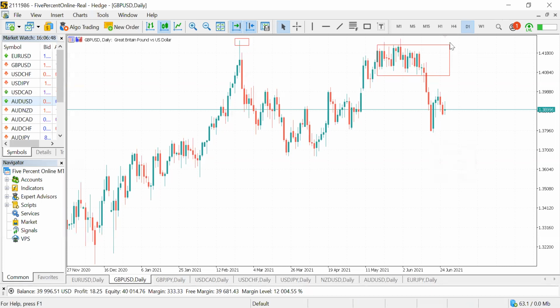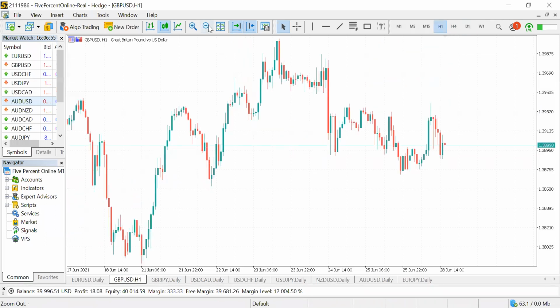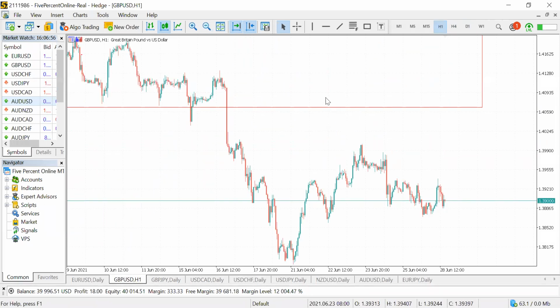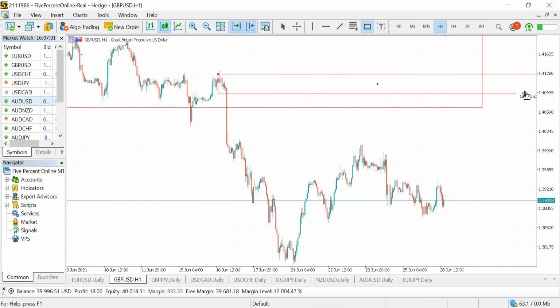So we can see already here the attempt to continue lower. Let's see on the hourly if we have some key levels. Same as on the euro, you can see the supply that was the speech, Powell's speech day, okay, the break lower.